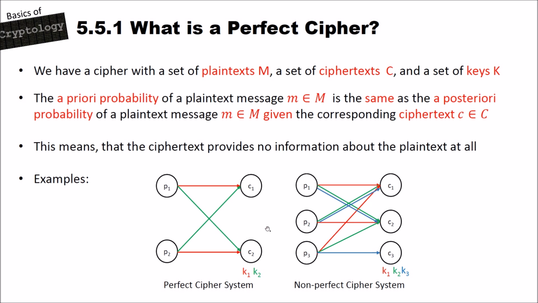And now we have a non-perfect cipher system here. It's just an extension of this system, but instead of two plaintexts it has three, and instead of two ciphertexts it also has three. And of course we have three different keys. And here you can see the problem with this cipher system. When you receive the ciphertext 3, then with 100% you know it was the plaintext 3, because there's no possibility to encrypt P1 or P2 to C3. And this is a non-perfect cipher system.